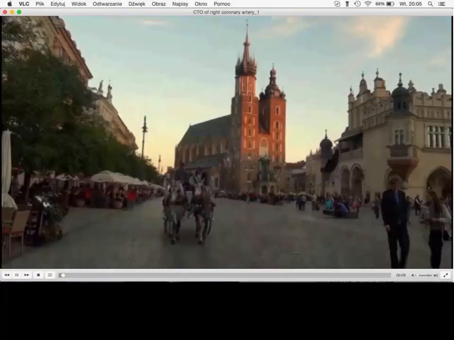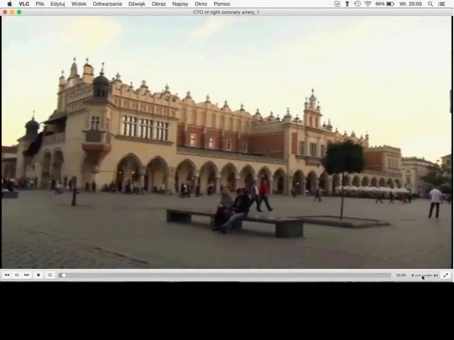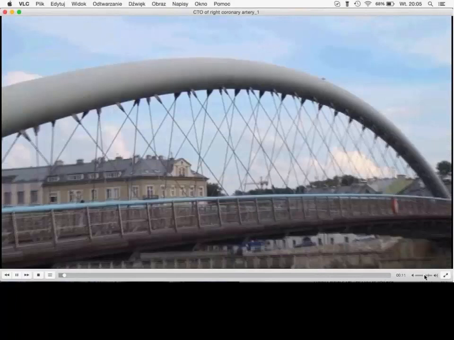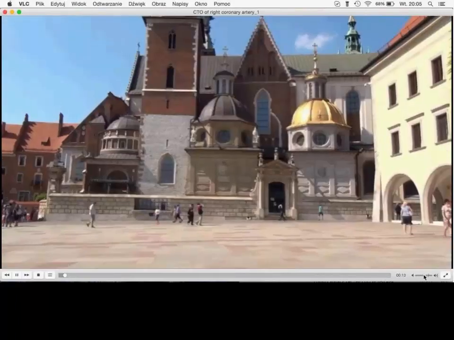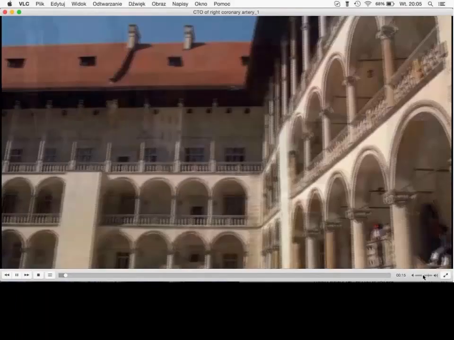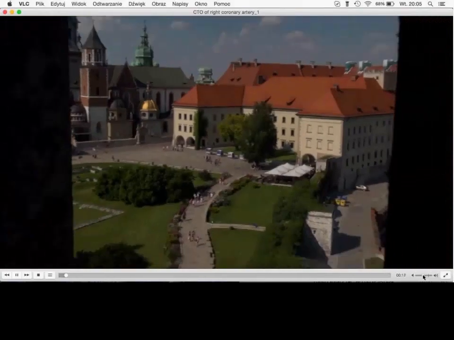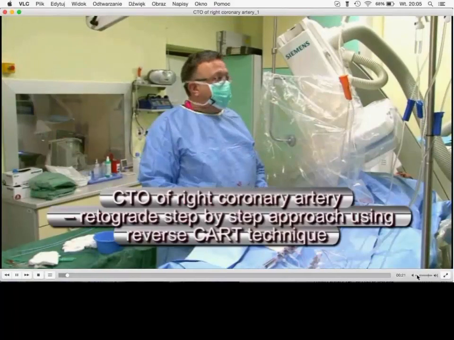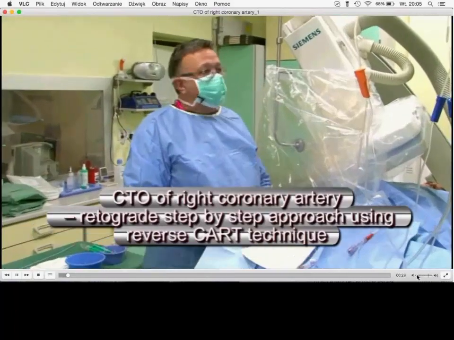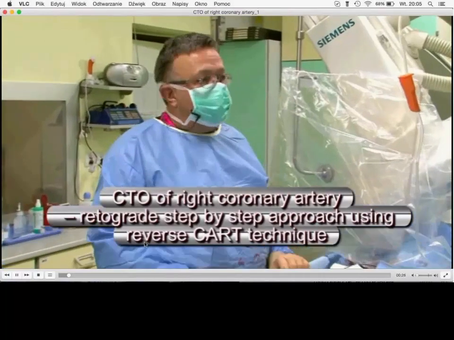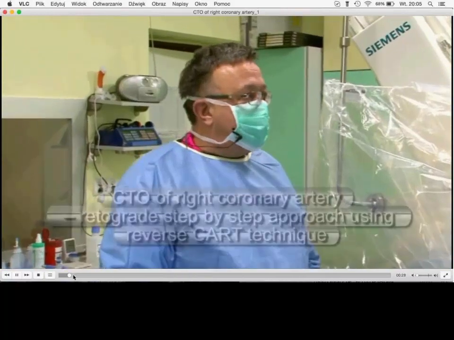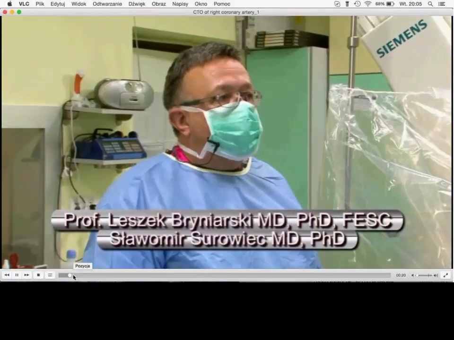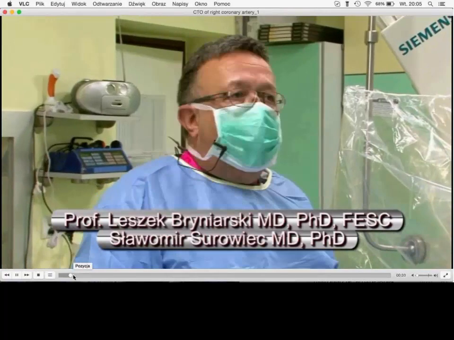There are some pictures from Krakow. Okay, but I think it will be good to skip some scenes so we don't see all the film. I would like to present the first case.